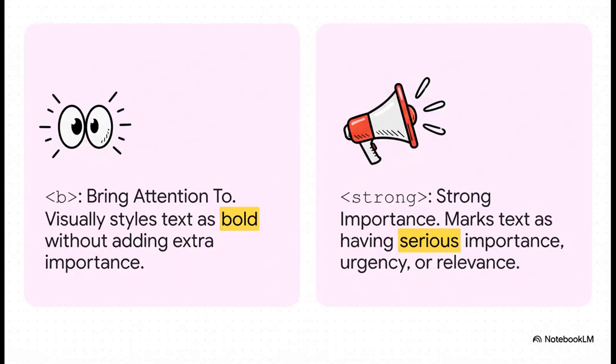Okay, perfect example. The B tag versus the strong tag. Visually, they do the exact same thing. They both make text bold. But their meaning is totally different. The B tag is just for bringing attention to something, kind of like highlighting a keyword in a textbook. But strong, that tells the browser and anyone using a screen reader that this text has strong importance. A screen reader might actually change its tone of voice for a strong tag to convey that urgency.